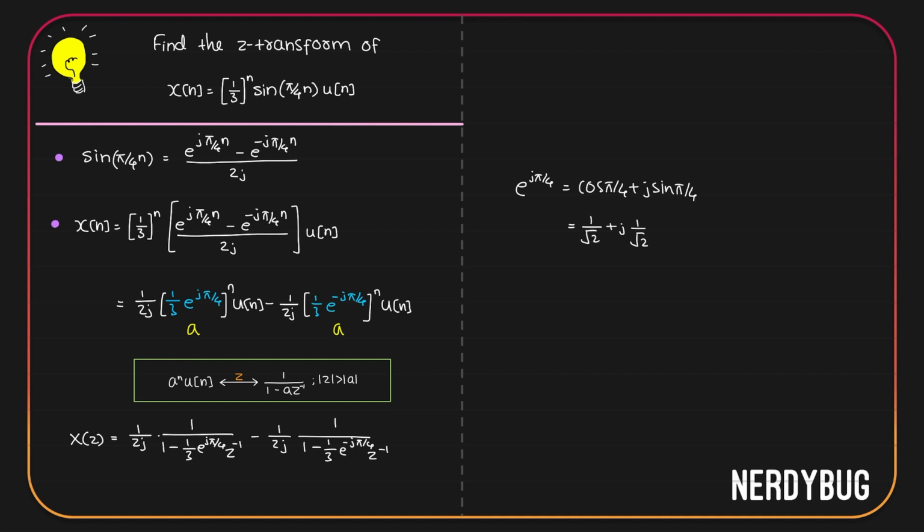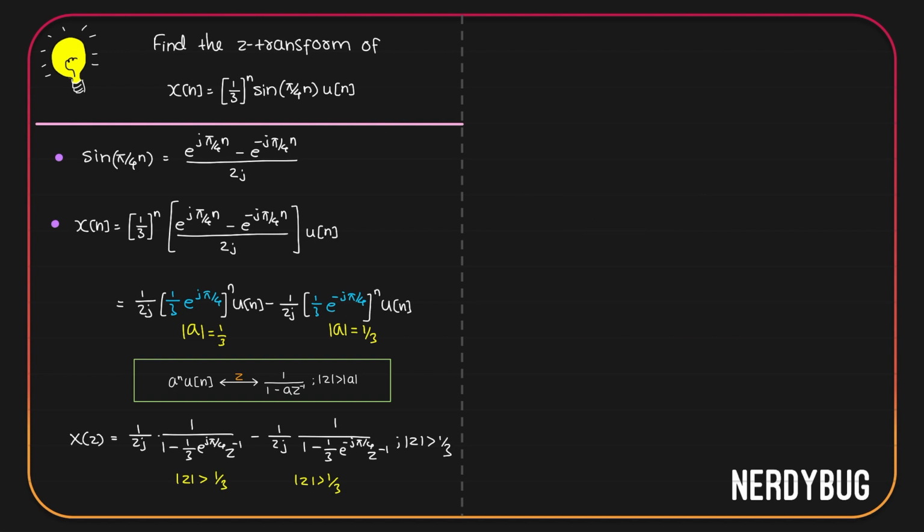Now in the first case, the magnitude of a is going to be 1/3. Why? Because magnitude of e^(j pi/4) is 1. In the second case, magnitude of a is again 1/3 because magnitude of e^(-j pi/4) is also 1. So for the first term, the condition will be magnitude of z greater than 1/3. For the second term also, magnitude of z should be greater than 1/3. So we can write our final condition: magnitude of z should be greater than 1/3.